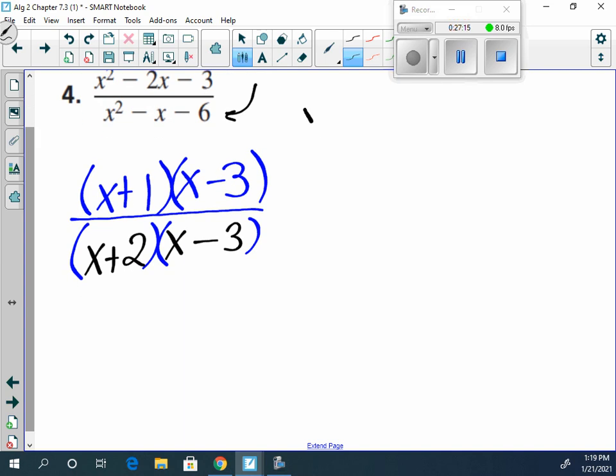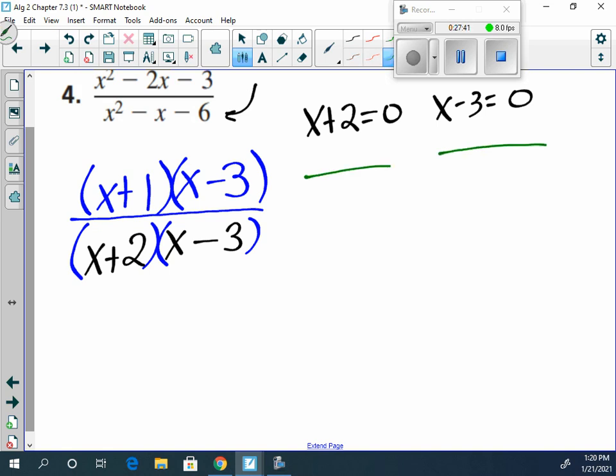But we still need to find the restrictions. So I'm going to set x plus 2 equal to 0 and x minus 3 equal to 0. We're going to set those equal to 0. Now, some of y'all may be able to just look at these, see x plus 2 equals 0, x minus 3 equals 0, and see what the restrictions are, and that's fine. If you don't have to write it out, you don't have to. You can just list what they are. But if it's easier to find them by actually working them out, work them out.